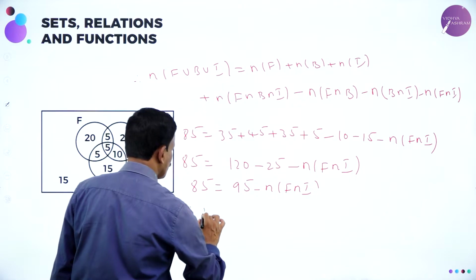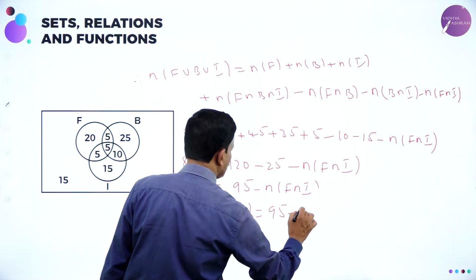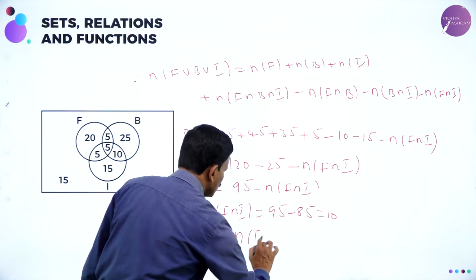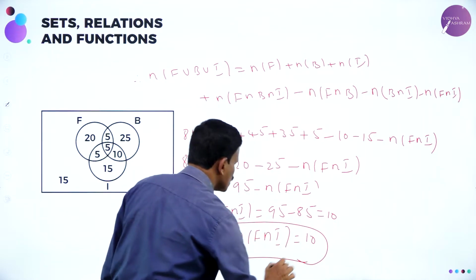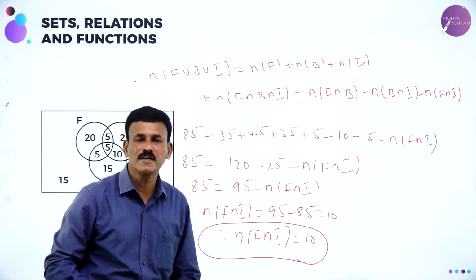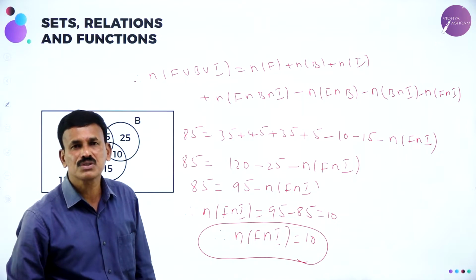Transfer this. Therefore n of F intersection I is equal to 95 minus 85, that is equal to 10. So the number of students who play football and indoor games is 10. Ten students play both football as well as indoor games. That's it. This is how we solve this problem.